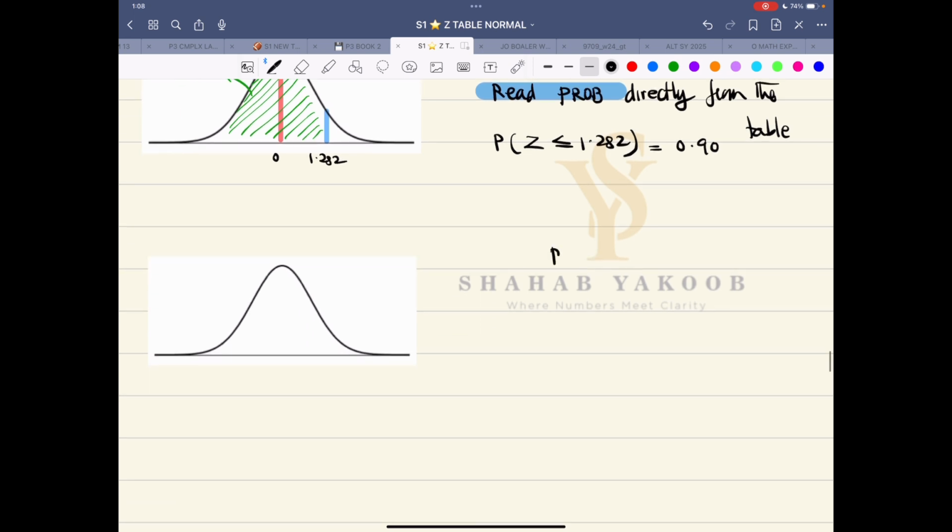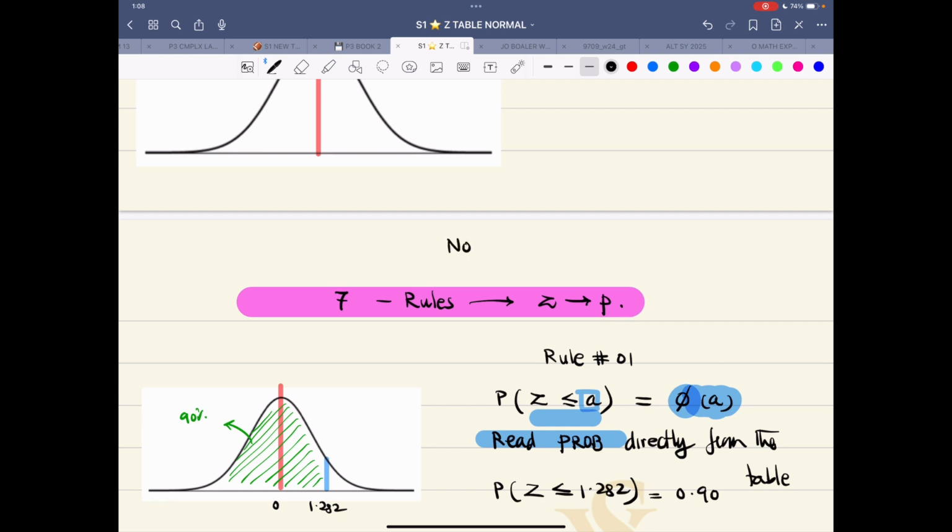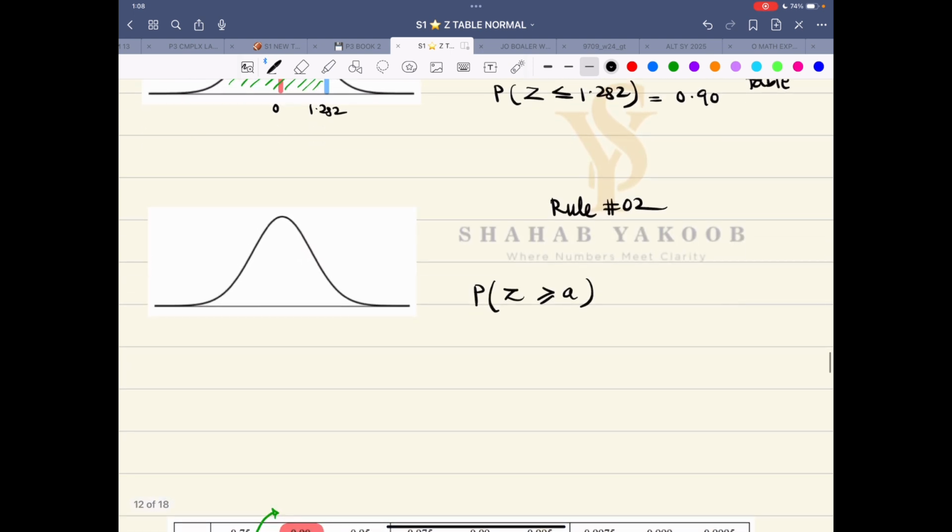Let me write rule number 2 over here. That means probability z greater than or equal to a. And one more thing, since normal distribution is a continuous probability distribution, that means greater is the same thing as greater than or equal to, less is the same thing as less than or equal to. So probability z greater than or equal to a should be 1 minus probability z less than or equal to a, which can also be written as 1 minus phi of a.